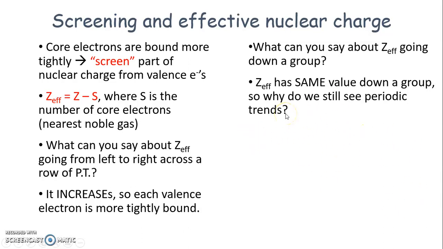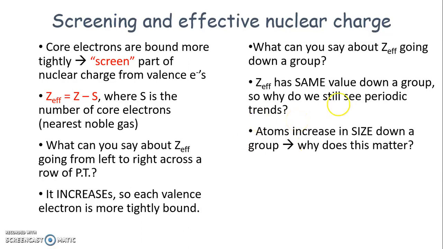So why do we still see periodic trends? You should know the answer for that. It's because the atoms are still increasing in size down a group, as we've already discussed, because the n quantum number is getting bigger. But why does this matter? Why would this change the periodic trends, other than size, which is kind of inevitable? And this is sort of the next connection you need to make to really be able to use the effective nuclear charge idea to predict periodic trends. See if you can figure it out on your own.